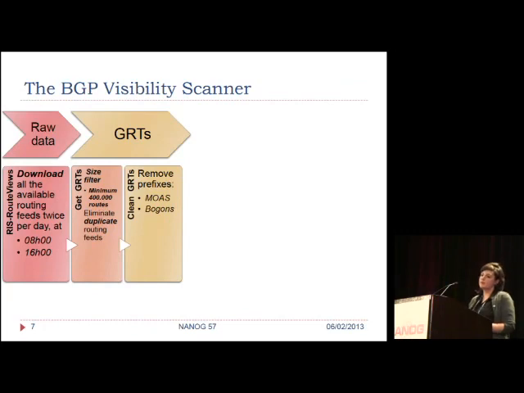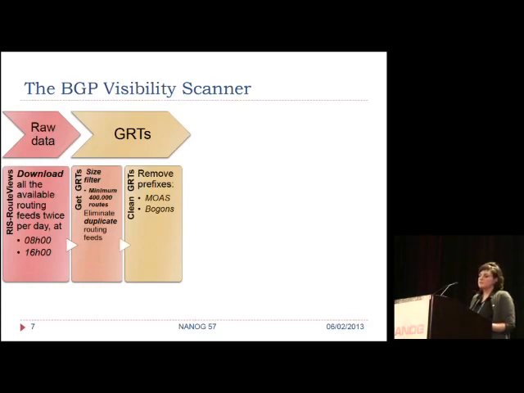Then we have the full routing tables, or the global routing tables, which is a routing feed that a provider would inject to a customer requesting a full routing feed. And the third type of routing feed is the global routing table plus internal routes that are not really of interest for our analysis.